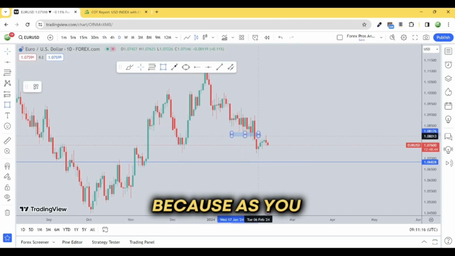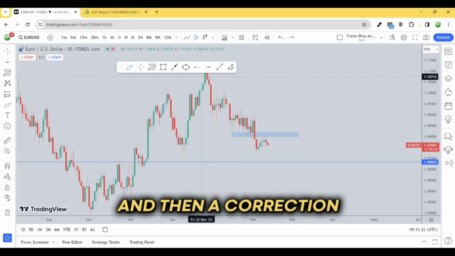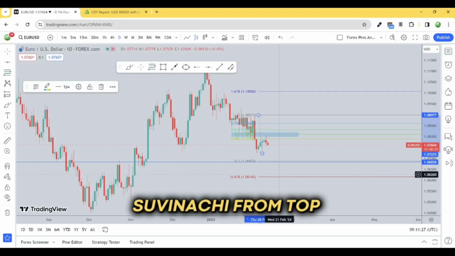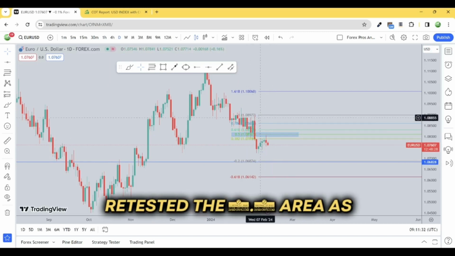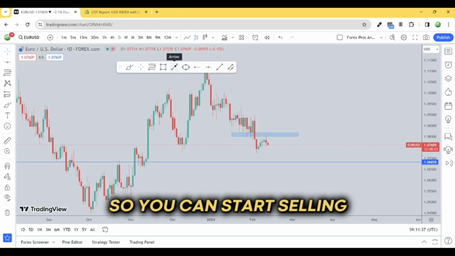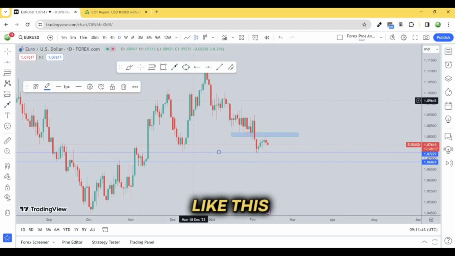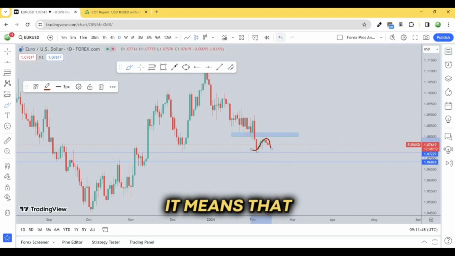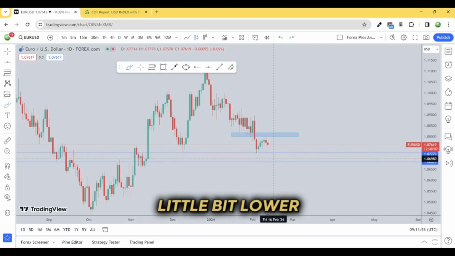Why? Because as you can see, the market made an impulse towards the downside and then a correction. If you want to measure the impulse and correction, we take the Fibonacci from top to bottom, and as you can see, the market approximately retested the 0.5 area, which means that the sellers are still in control of the market. So you can start selling at least up to this point, because whenever the market makes small candles towards the upside and then comes down, it means that the market will come down at least up to this point and even go a little bit lower.